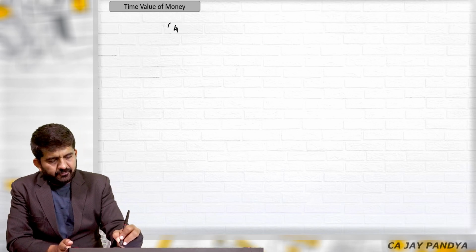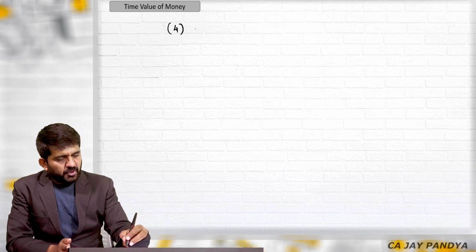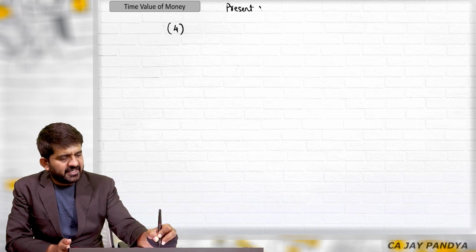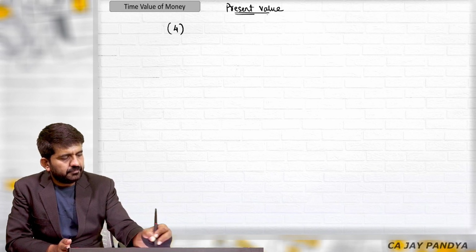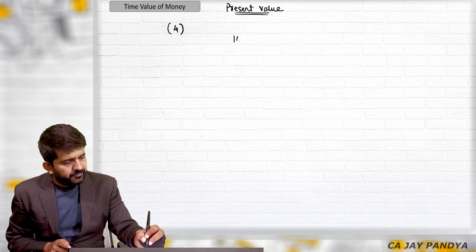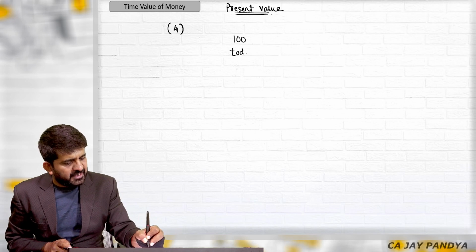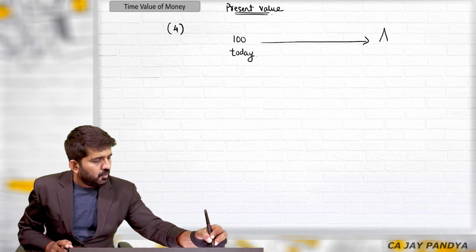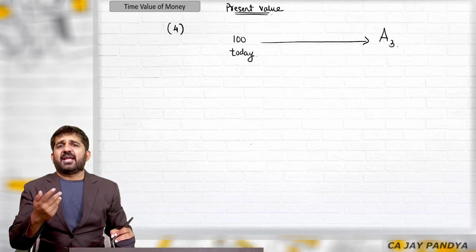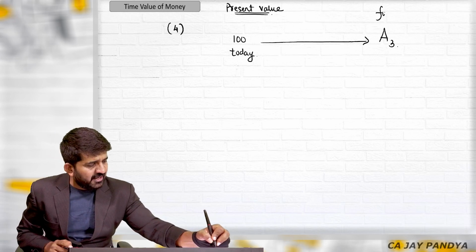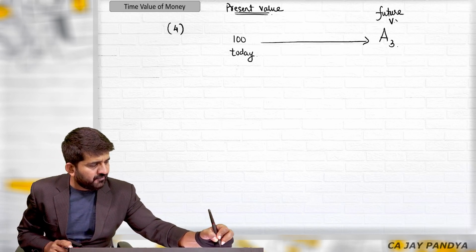So let us start with the fourth category of question. What is the fourth category of question? The questions of present value. See, try to understand what we were doing up till now. If 100 rupees are invested today, what will be the value after n years? 3 years, 5 years, 10 years. We were finding out future value.